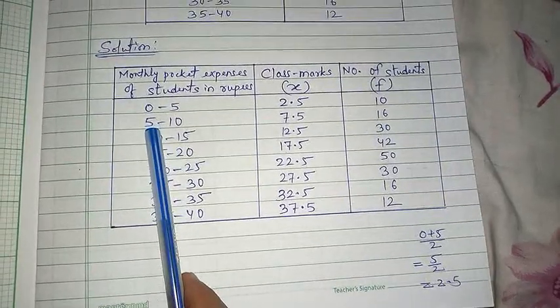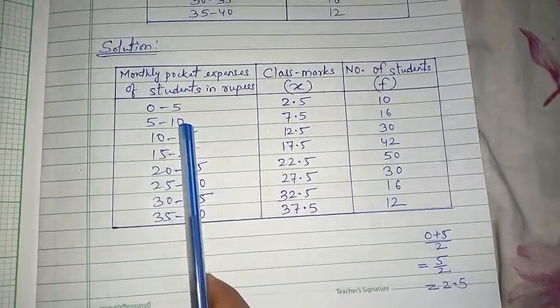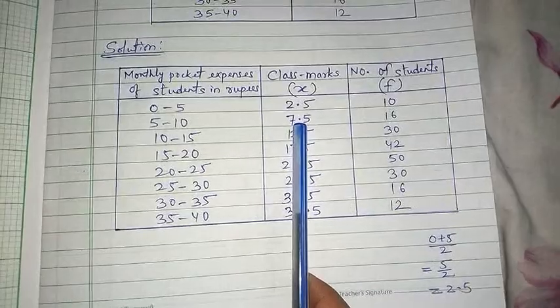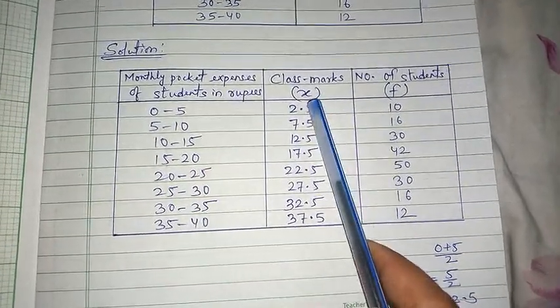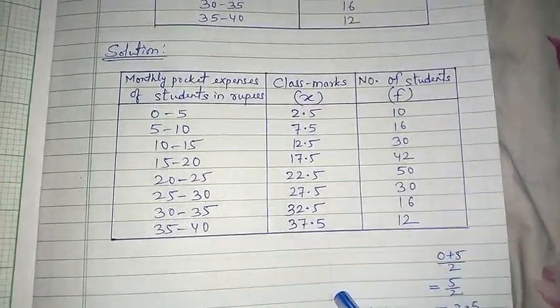Similarly, add 5 and 10, 15. Half of 15 is 7.5. Very easy. That is how you do it. When you do at least 1 and 2, the rest will automatically come to your mind.